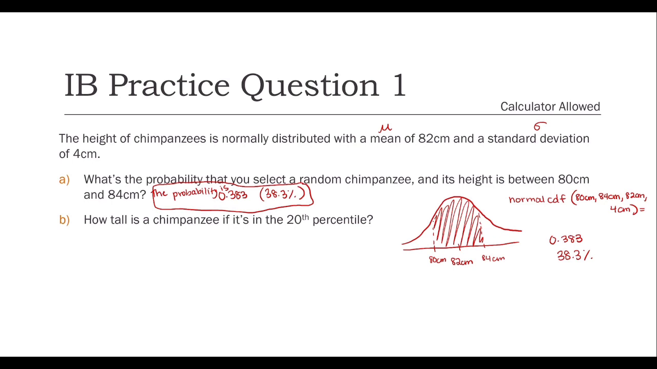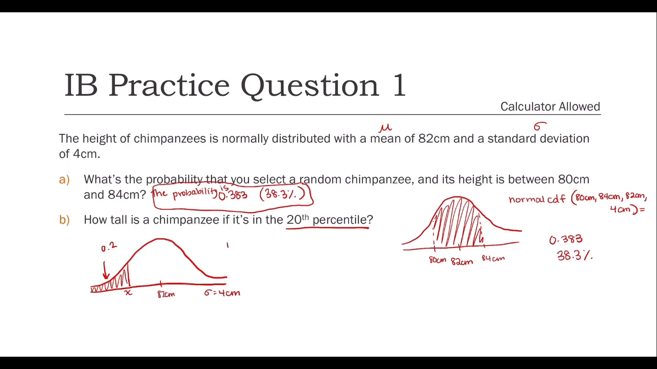Just like that. And then it says, how tall is a chimpanzee if it's in the 20th percentile? So for this one, we're given a percentile. So we need to find where on our normal curve is there 20% below it. So we want this area to be 0.2. We're trying to find this x value when our mean is 82 centimeters and our standard deviation is 4 centimeters.